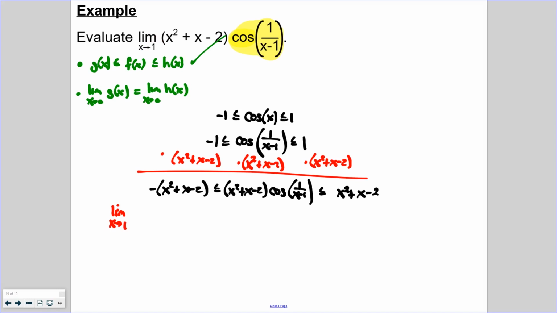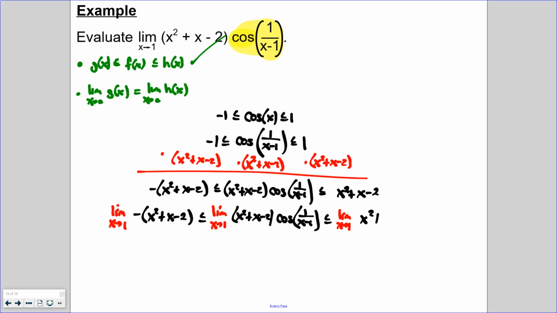of negative the quantity x squared plus x minus 2 is less than or equal to the limit as x approaches 1 of x squared plus x minus 2 times cosine of 1 over x minus 1 is less than or equal to the limit as x approaches 1 of x squared plus x minus 2. All right, let's shake the hand out a little bit there, let the Wi-Fi catch up with my writing. Whew, might get a hand cramp from all of this.